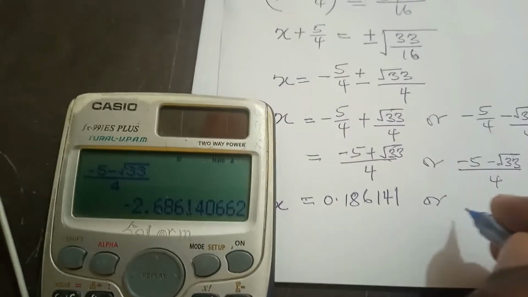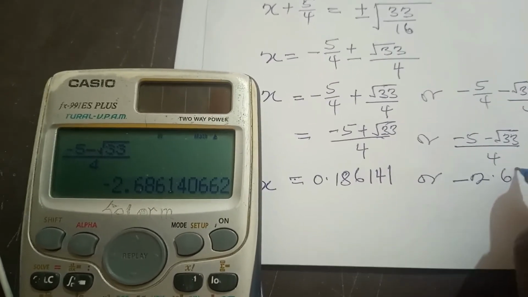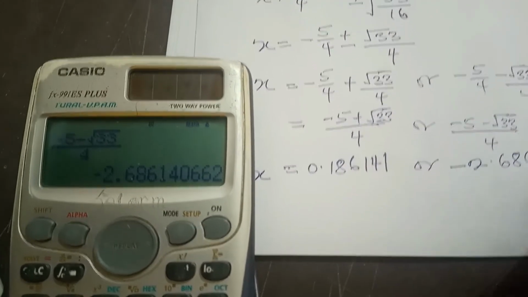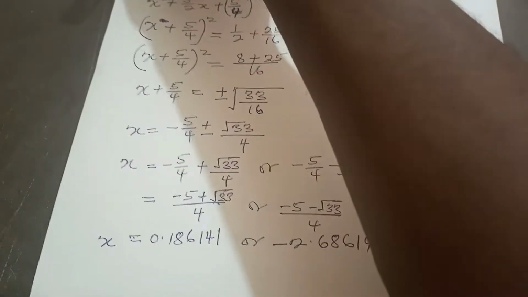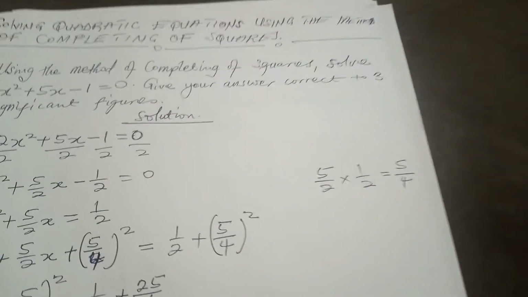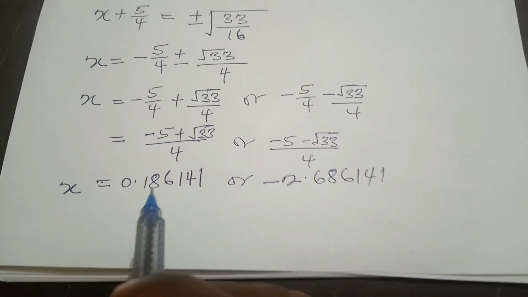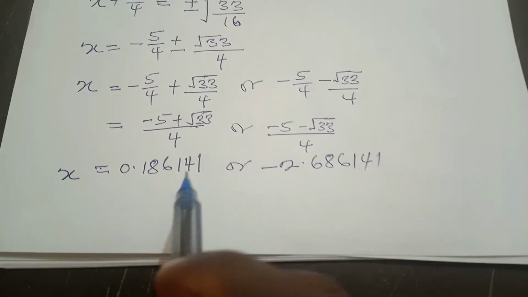SD gives us negative 2.686141. Good. I have decided to write my answers to 6 decimal places first, before I come to the right question, which is to leave our answers to three significant figures. So this is the first significant figure because it's the first non-zero number from the left, second and third. So you're going to have 0 points.